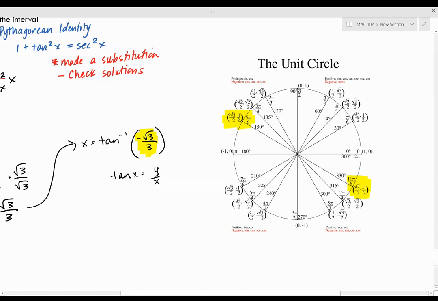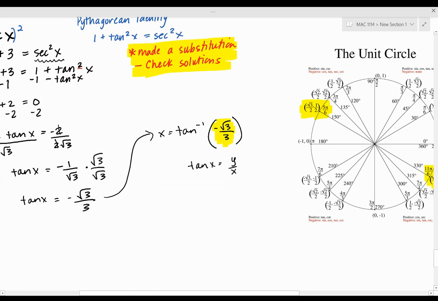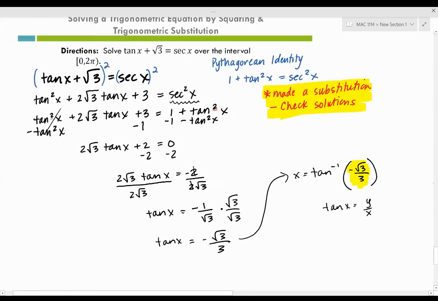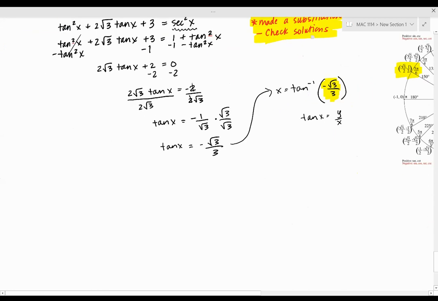Now, before I can accept these, because I made a substitution, don't forget, we have to check to make sure these solutions actually work in our problem. So what that means if they work, it means that if we plug 5 pi over 6 and 11 pi over 6 into our original equation, it should give us the same answer on both sides. All right, so let's do that. Let's check our answers.